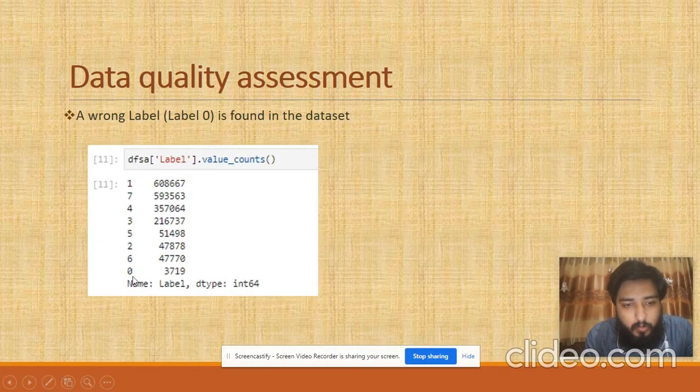Also, we have seen a zero label in our data. Although the real readings are very few, we still don't have any definition of what label zero is. And by the count, you can also see that this is misleading. There is nothing like this in the data we have.